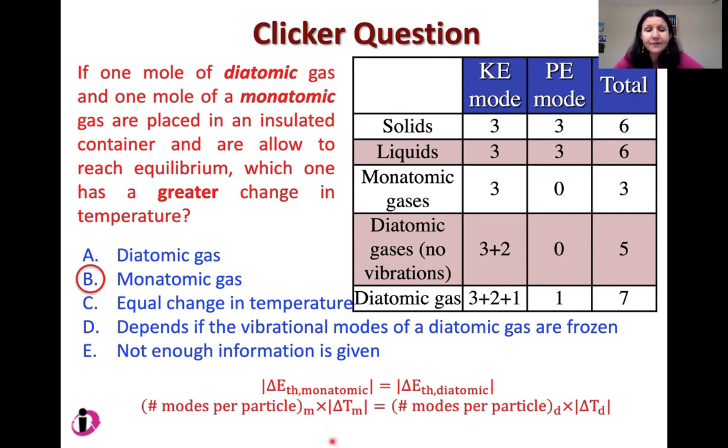If we were to put 5 here and 3 here, for these two quantities to be equal, this delta T has to be bigger because it's multiplied by a smaller number. So what that tells us is that the monatomic gas will have a larger change in temperature.